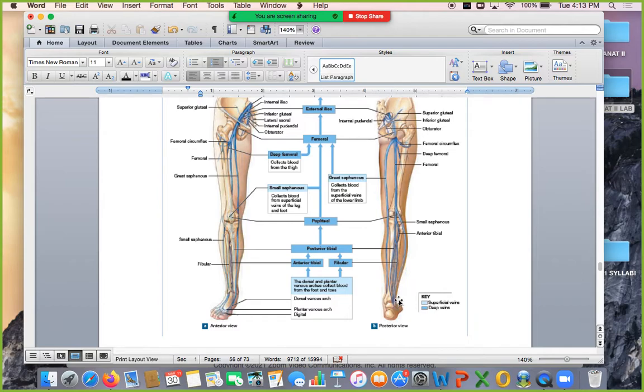Looking at the back, you have the anterior tibial, posterior tibial, we've already seen, feeding up to the popliteal. Here's, again, the saphenous. Here's a small saphenous and the great saphenous. We have the deep femoral and the femoral. All of those are going to converge. Femoral circumflex is going to feed in as well. All those are going to converge with the glutes as well into the iliacs.